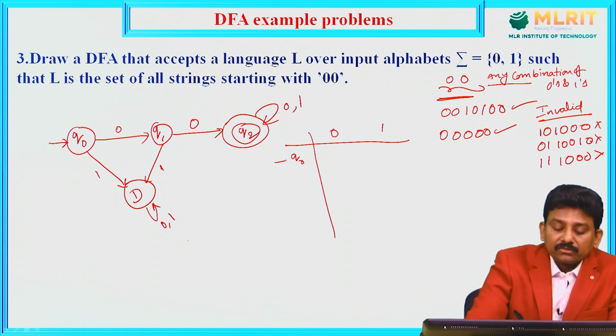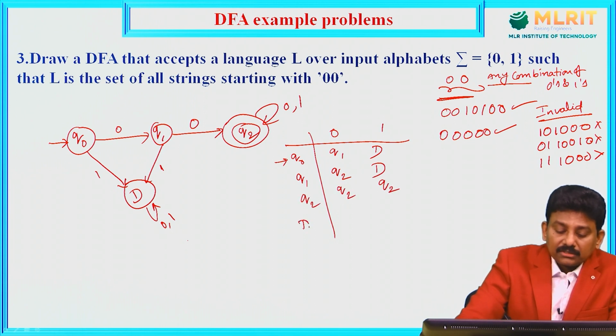Initial state is Q0. Q0 on 0 goes to Q1, Q0 on 1 goes to the dead state. Q1 on 0 goes to Q2, Q1 on 1 goes to the dead state. Q2 on 0 goes to Q2, Q2 on 1 goes to Q2. Dead state on 0 and on 1 stays in the dead state. Q2 is the final state.